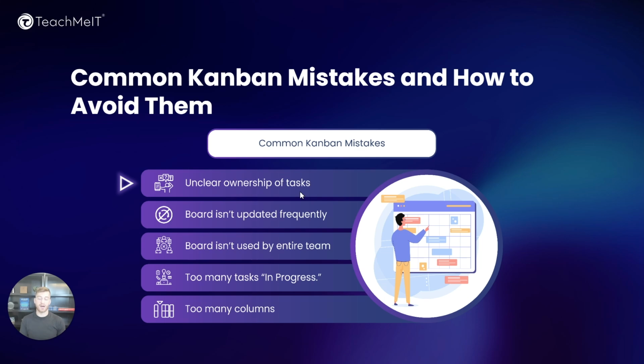The easiest way to avoid this Kanban mistake is just ensuring that whenever you're adding tasks that you're assigning them out, and whenever anyone on your team is adding tasks, that they're either assigning those tasks or they're letting you know so that you can assign them out.